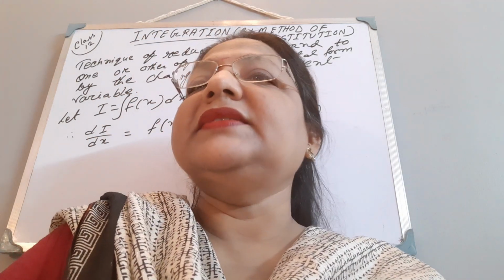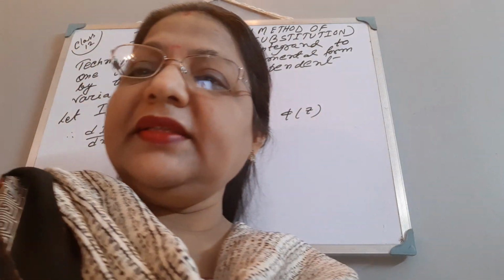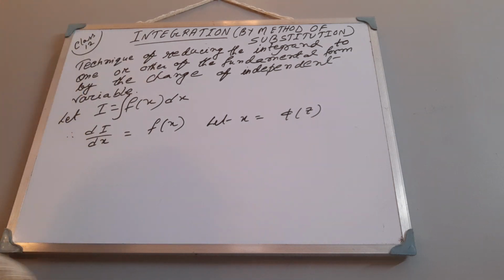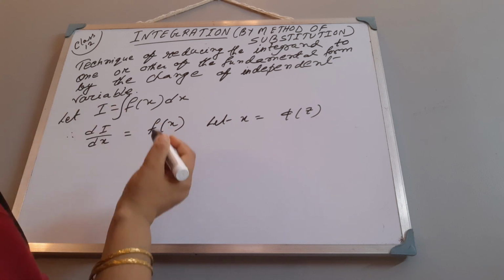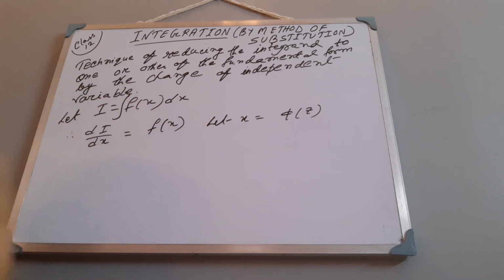Class 12, let us start the exercise. Before starting this, let me explain the substitution method of integration. What is the method of integration? Integration is a technique of reducing the integrand to one or other of the fundamental forms by a change of independent variable. Now, let I is equal to integral f(x) dx.